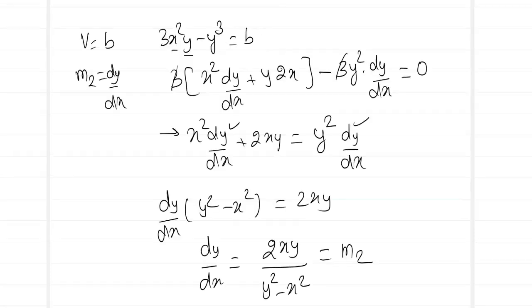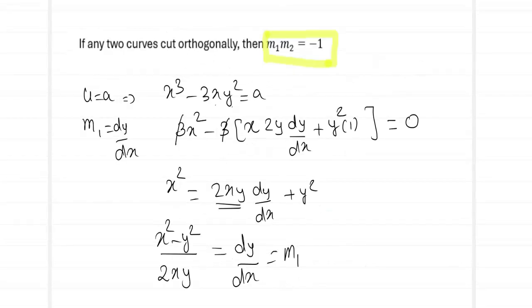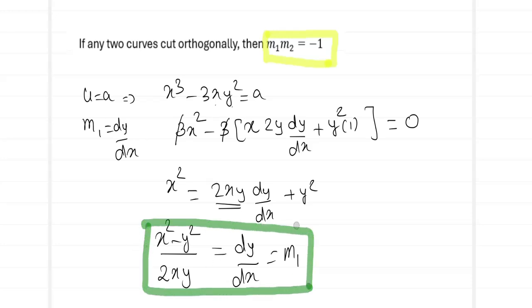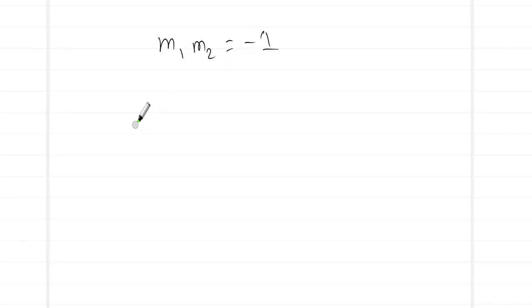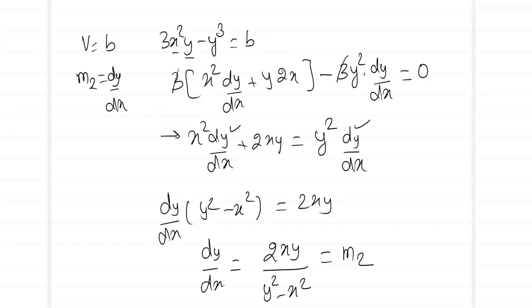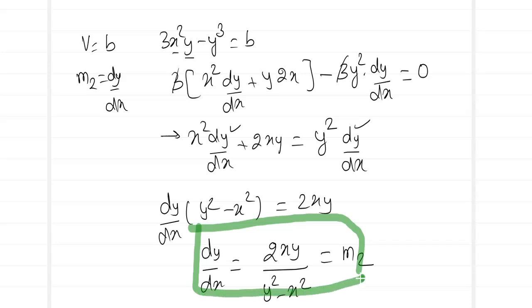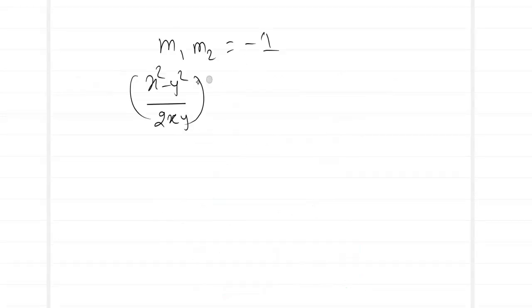We will copy paste our m1 from over here. What is my m1? My m1 is going to be equal to x square minus y square divided by 2xy. What is going to be my m2? Copy paste it from over here. My m2 is going to be equal to 2xy divided by y square minus x square.